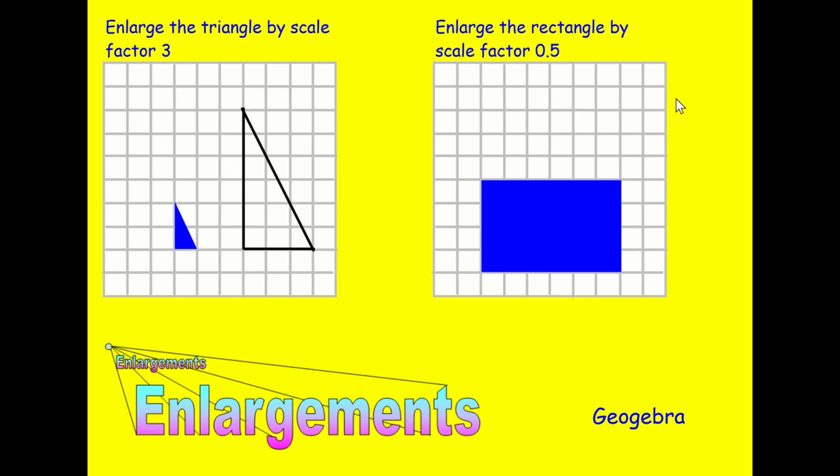For the second one, scale factor 0.5, I'm going to be doing the same sort of thing, but this time I'm going to be timesing through by a half, or 0.5. So now the width of this one is 6, so if I halve that, I get 3. So I'll start it off over here. And then the height is 4, so if I halve that, I get 2. And this would be a possible enlargement.